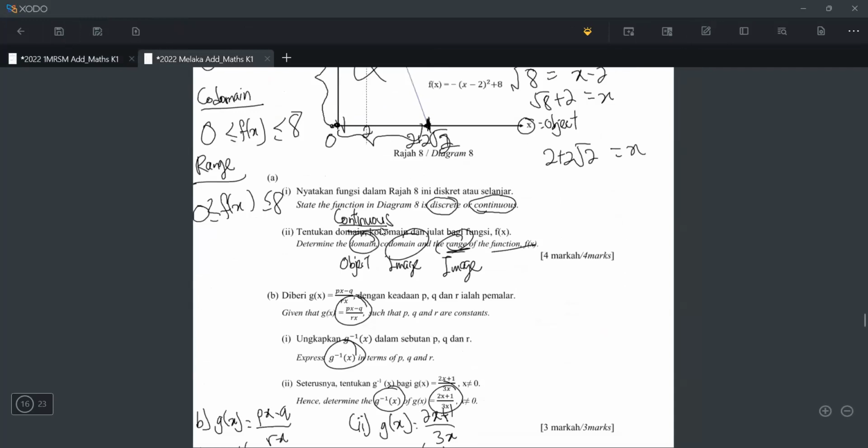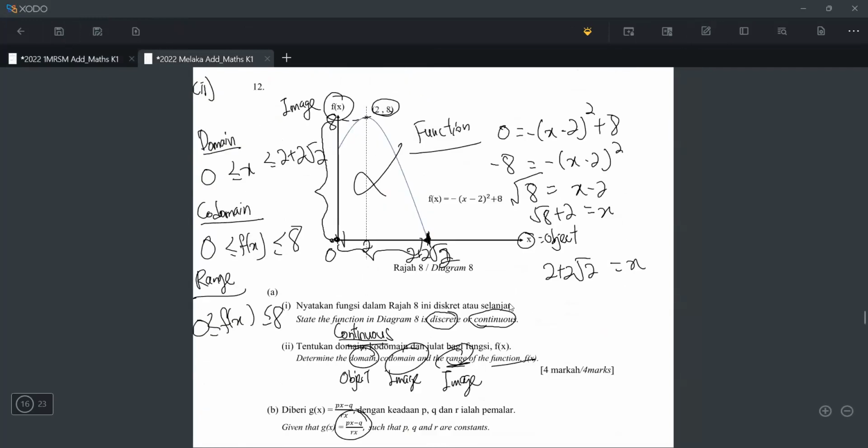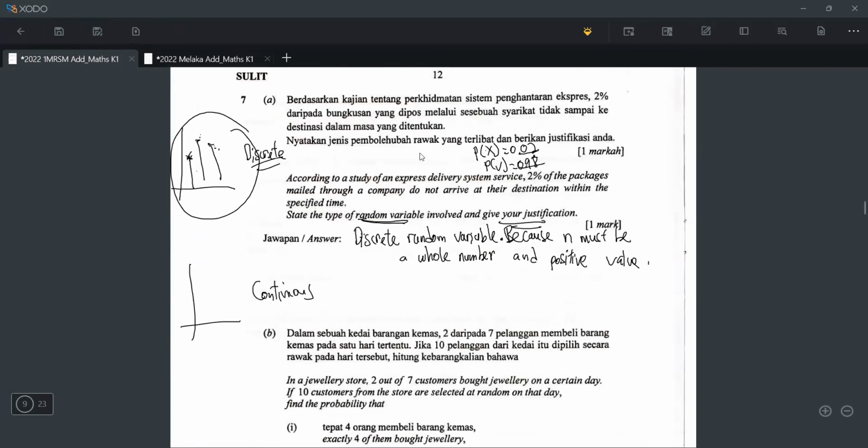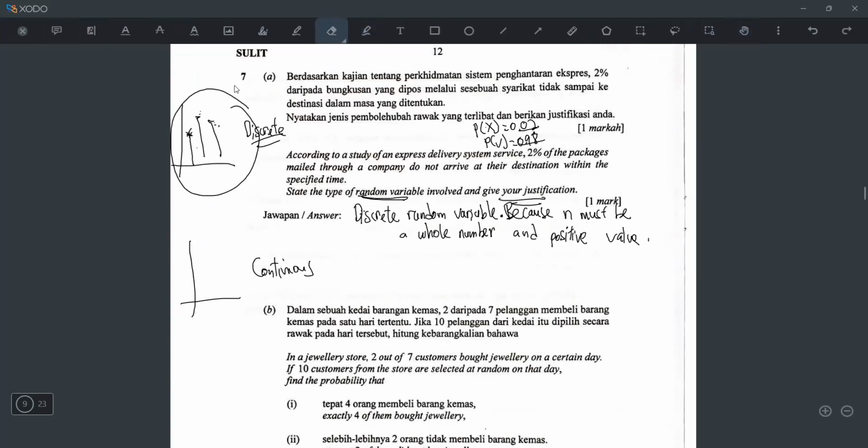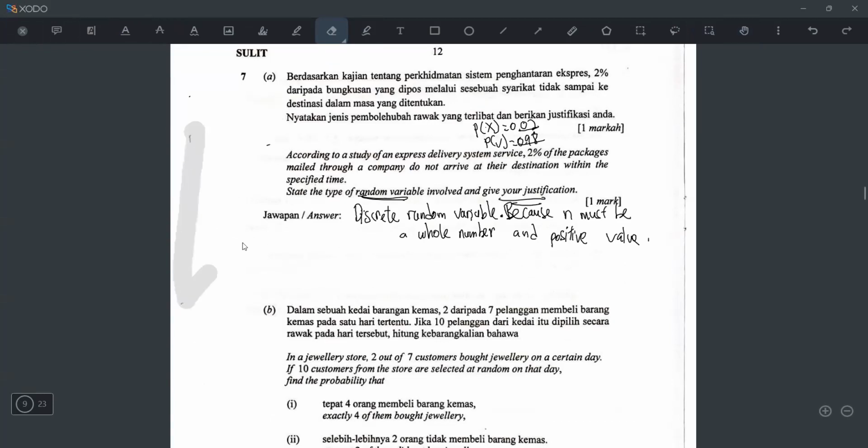Okay, so I hope you know that in function there's a discrete function and a continuous function, but for random variable also, there are two types: discrete random variable and continuous random variable. I just checked the marking scheme and it says countable, right? Because n is countable. It means you can count it like 1, 2, 3, 4. It must be a whole number, because you cannot count if the number has a decimal point or a fraction.